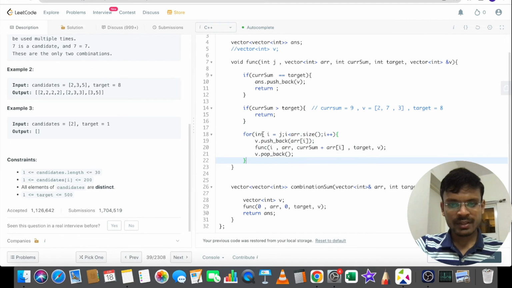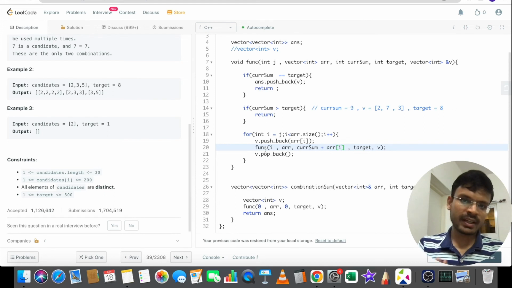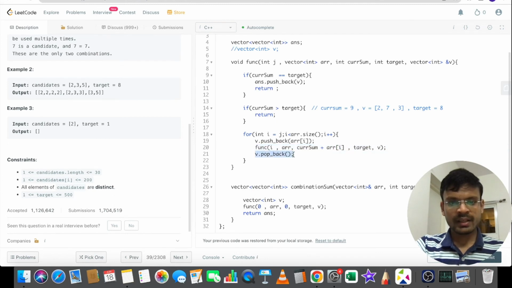And this is the for loop I have written. Basically, I am starting from the jth index, so initially it would be 0. One of the cases can be that I just consider the current element which I am at. So I just push back whatever value I have at the ith index into the vector v, and again call recursively with my current sum updated as current sum plus array of i. The other possibility can be that I don't take the current element present at the index i. In that case, I need to take the next element. So whatever value I have pushed back into the vector, I need to pop that element first so that the next value can be pushed.